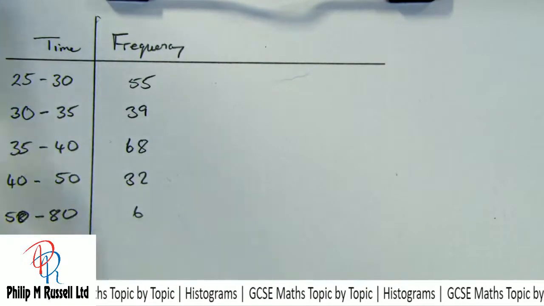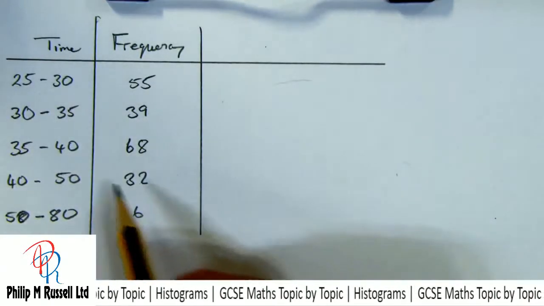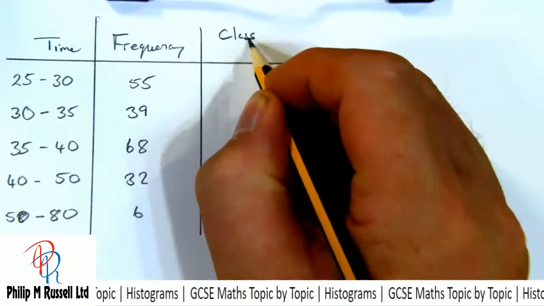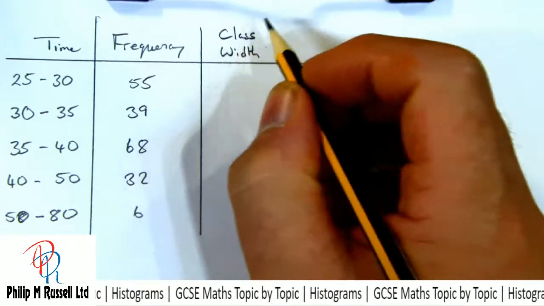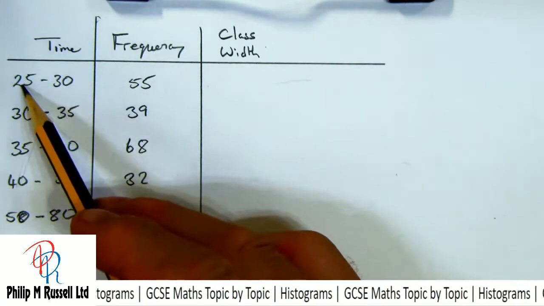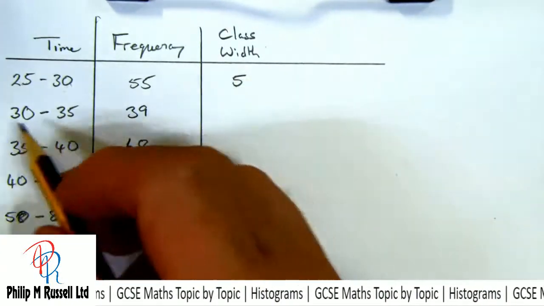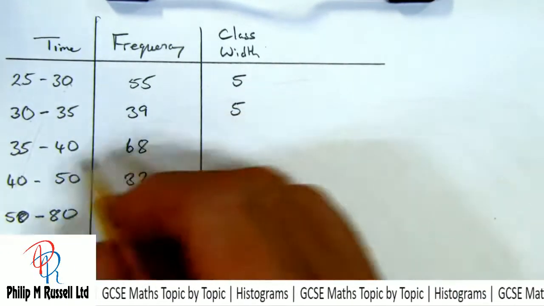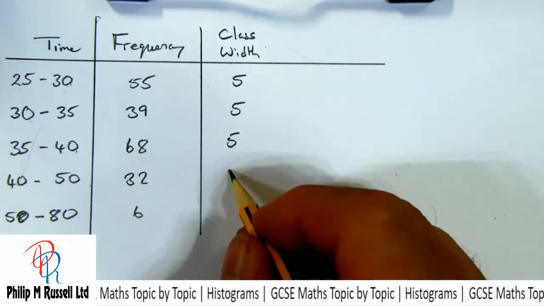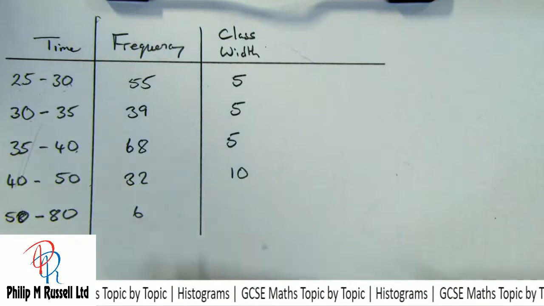Okay, now before we can actually do anything in a histogram, what we need to do is to measure something called the class width. This is our class that we're looking at, and we're trying to look at how many numbers here. So this is going from 25 to 30, so it's going to be 5. This is 30 to 35, it's also going to be 5. 35 to 40, 5. Then it changes. 40 to 50, that's going to give us 10. And 50 to 80, that's going to give us a whopping 30.